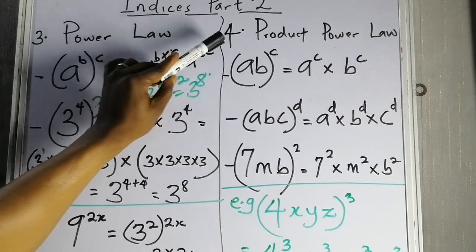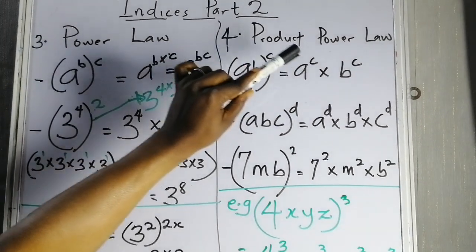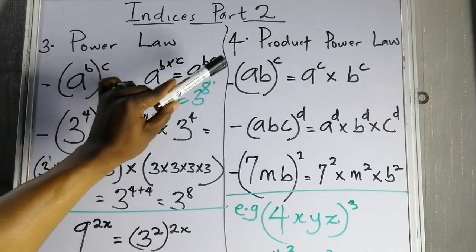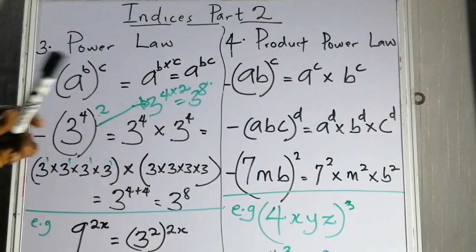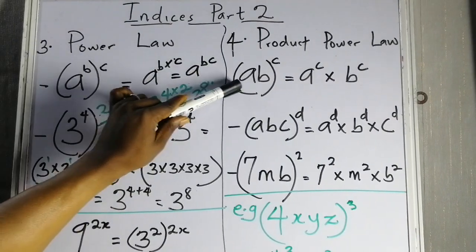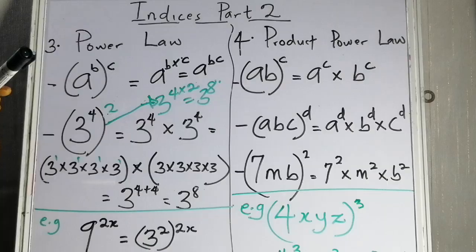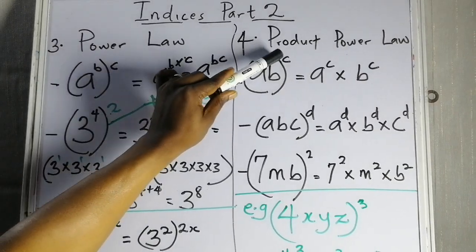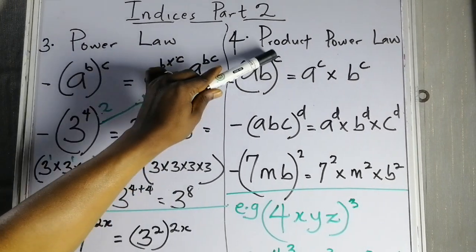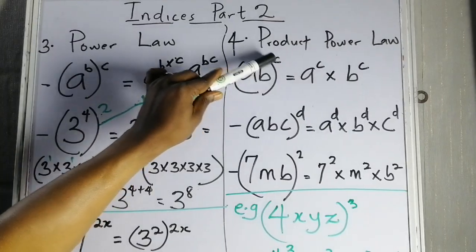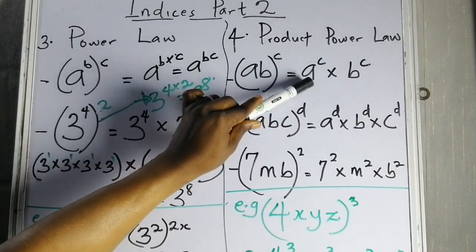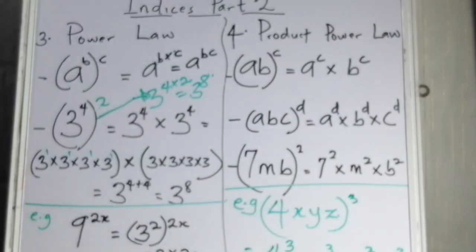So the same thing applies. Look at rule 4, product power law. What does product power law mean? If you have A and B, they are different alphabets, all raised to power C, it means that the power will take A, and that power will also take B, which is the same thing as A raised to power C times B raised to power C.